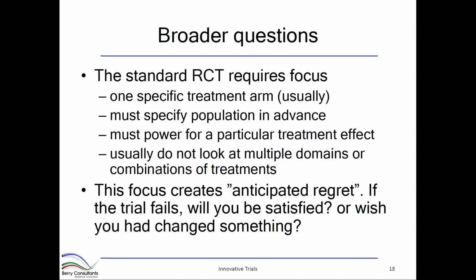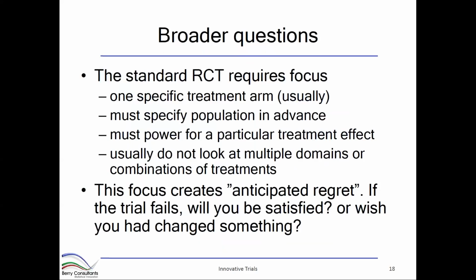We can also use innovative trials to ask broader questions. And so often people only think of innovative trials as, can I do it cheaper? And this is a case for broader questions. We're really trying to do it better. We're trying to answer something that would not ordinarily be answerable.